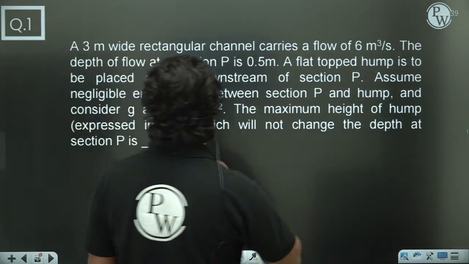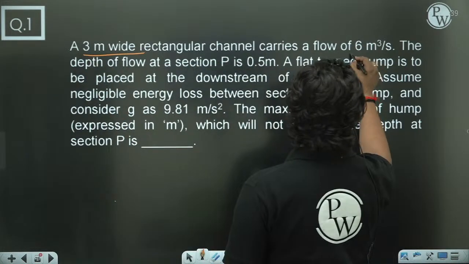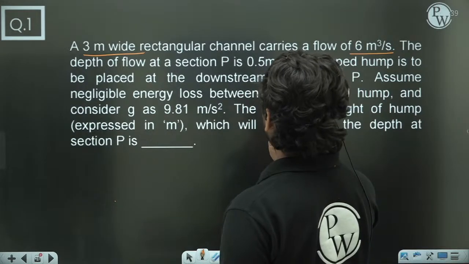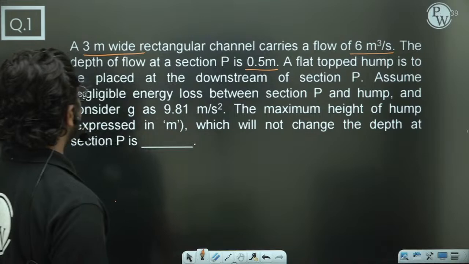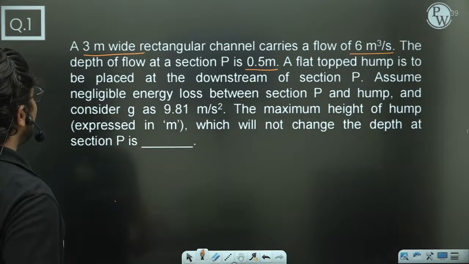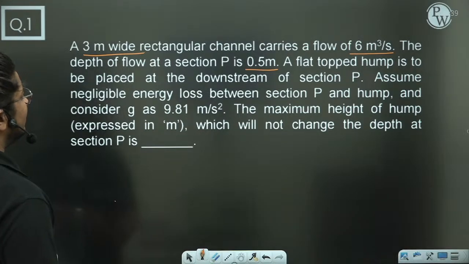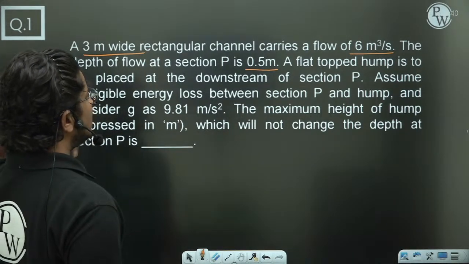A 3-meter wide rectangular channel. So B is 3 meter, which is given to you. Capital Q is 6. Depth of flow at a section P is 0.5, so Y1 is given to you. A flat topped hump is to be placed at the downstream of the section P. Assume negligible energy loss between section P and the hump. G is given to you. The maximum height of hump, which will not change the depth.